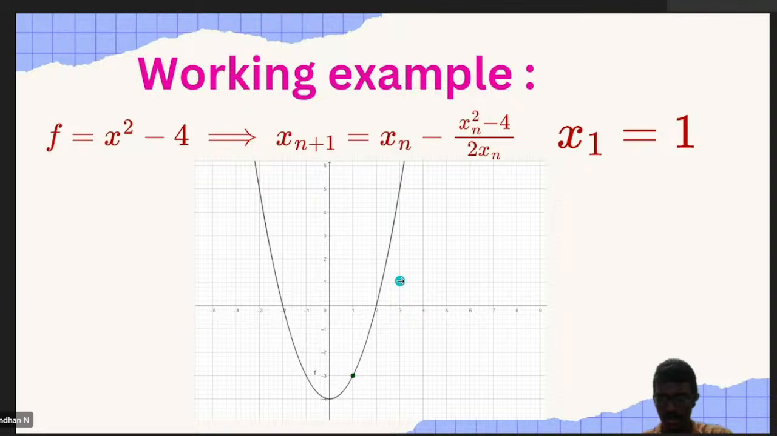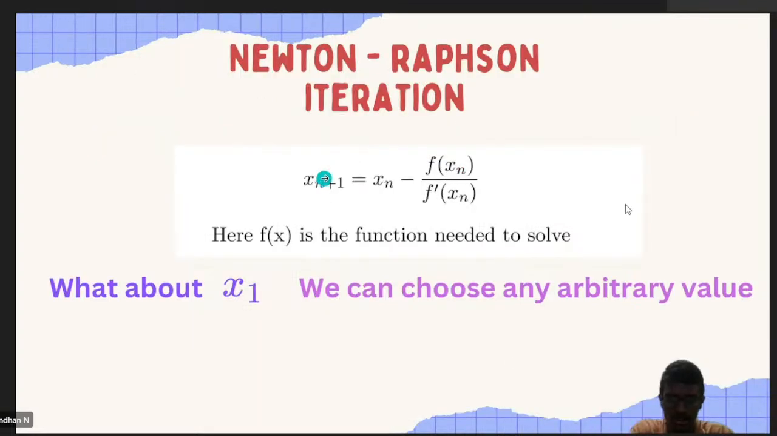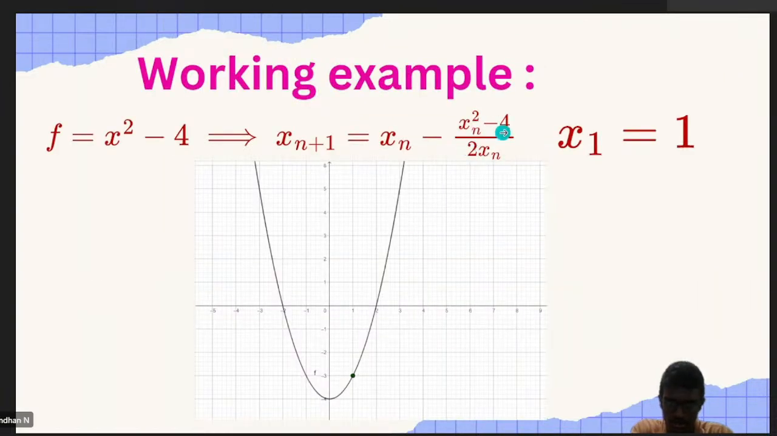First, I've taken a function f equal to x square minus 4. We need to solve it. Basically, we need to obtain a solution where x square minus 4 equal to 0. It may look simple. You can simply solve it analytically, but let's see how this Newton-Raphson method corresponds to a solution. So this is what the equation is, right? Xn plus 1 will be xn minus f of xn divided by f dash of xn. If you want to know, this is xn square minus 4 divided by 2 into xn.